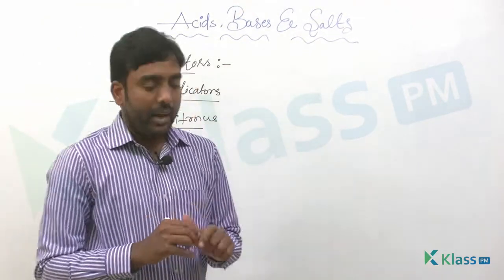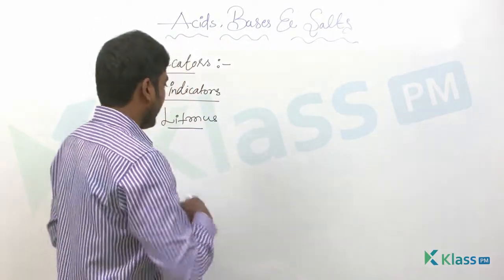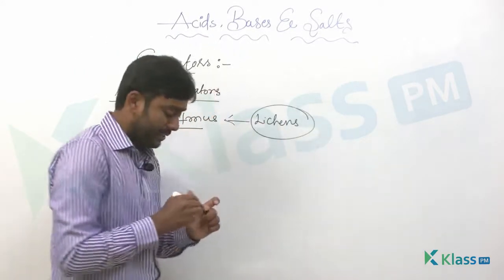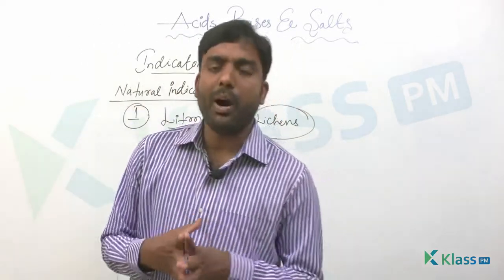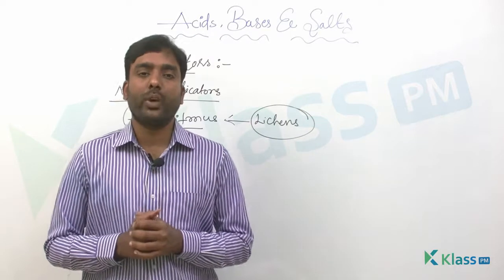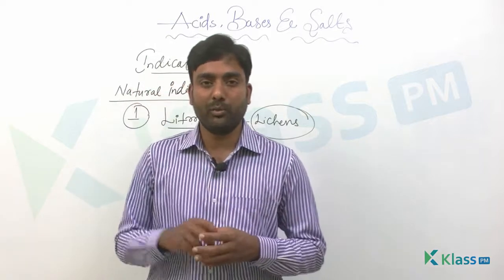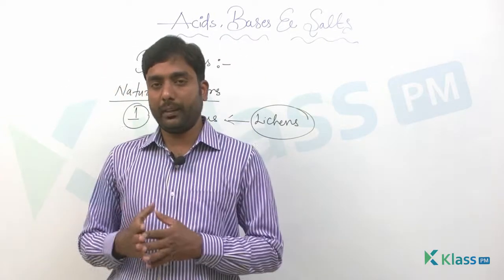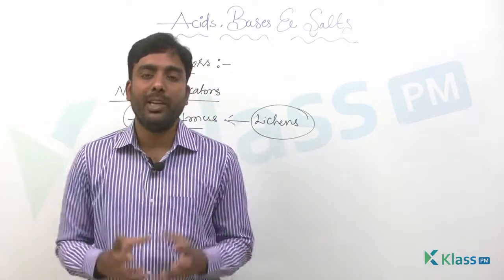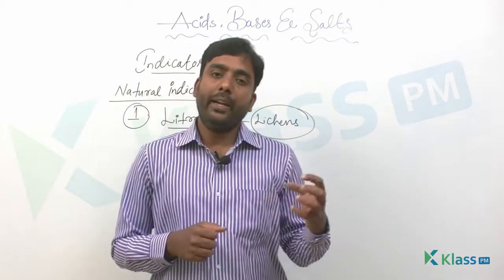What is litmus? Litmus is an extract obtained from a plant source called lichens. So what are lichens? Lichens are a group of algae and fungi living together. Algae: in the rainy season, if you observe the top of the roof, the staircases or the tanks, a green colored layer will be formed. That is called algae. And what is fungi?